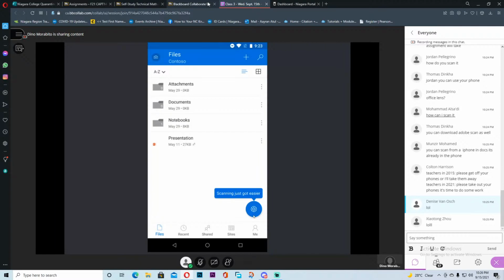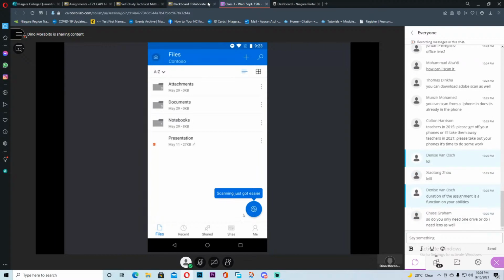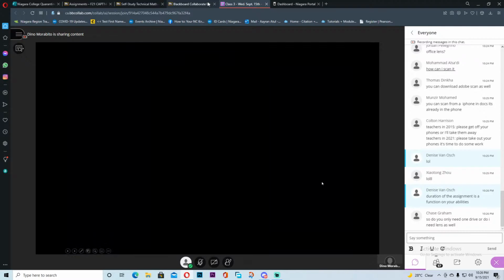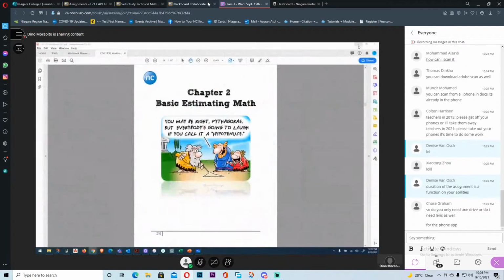So let's start off on the right foot. It's one submission, one file, and that file is going to be in a PDF format. Okay. So next question is, now, and OneDrive actually has the lens included in it.